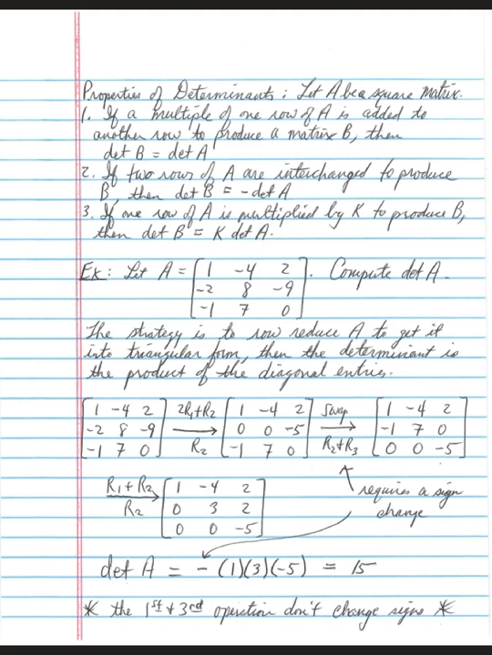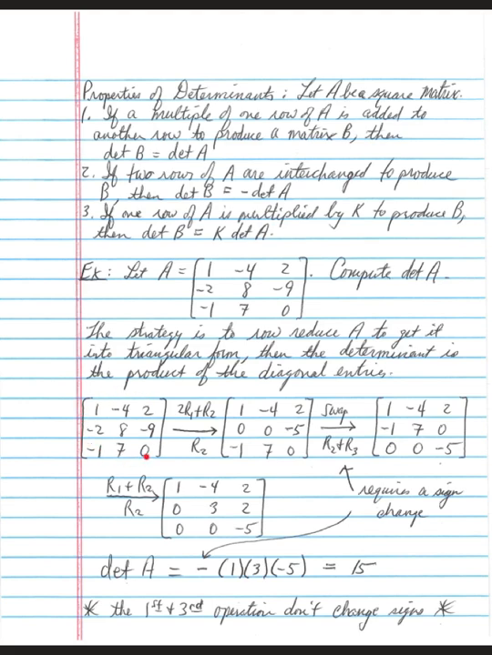Example, let's let A be this 3 by 3 matrix. We're going to compute its determinant. All right, now for this particular learning objective, the strategy is to row reduce your matrix to get it into triangular form. It doesn't have to be reduced row echelon form, just row reduced, echelon form. And I'll go over that when we get to the bottom of the example. Once you can get one in triangular form, if you can, the determinant's the product of the diagonals. So that's kind of handy.